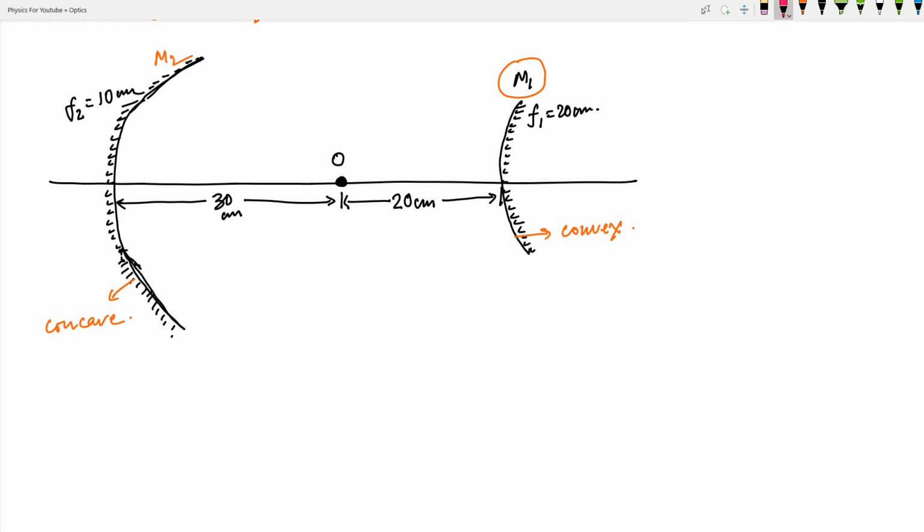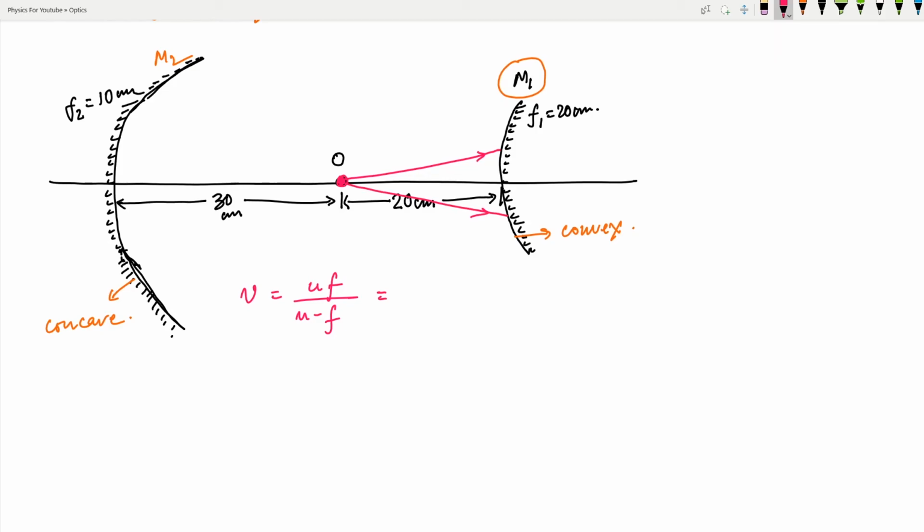Now this is our object O, 20 centimeter in front of mirror 1, and 30 centimeter in front of mirror 2. Now we'll use this formula V, V is equal to UF divided by U minus F. Now U, we know the incident ray, this will be our incident ray in this direction.